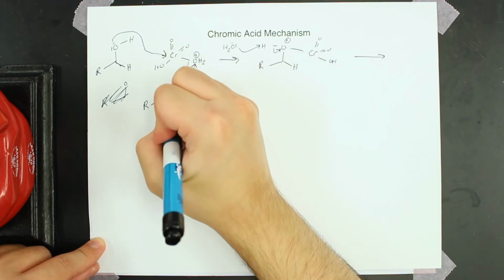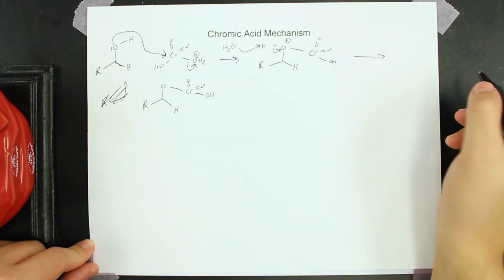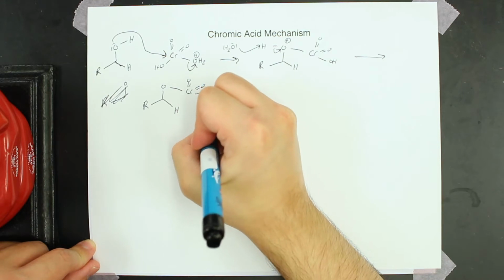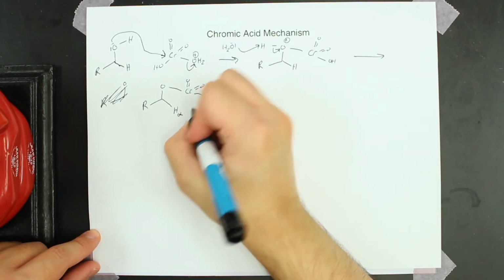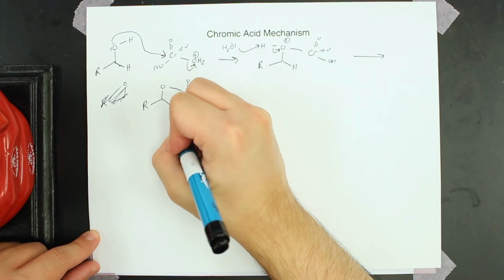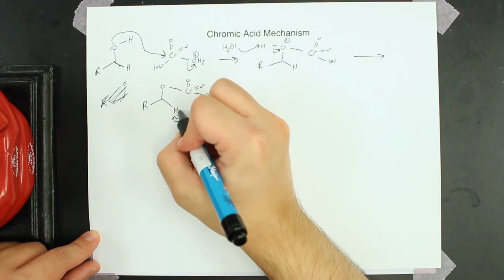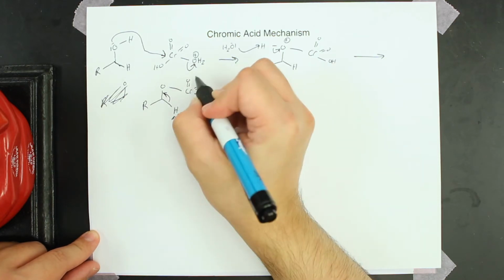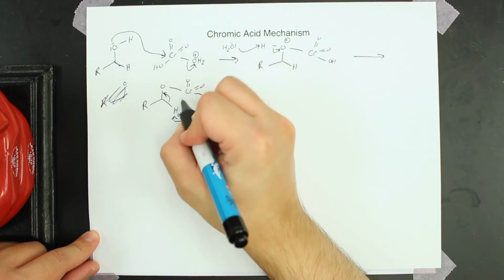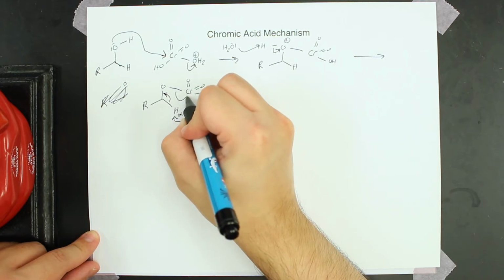And then here's the punchline, if you will, the most interesting step. Now another base, most likely water, is going to steal one of the alpha hydrogens. So this is how the alpha hydrogen is removed. It will deprotonate that. These electrons between the hydrogen and the carbon form the carbonyl carbon here, okay? And then these electrons leave with the chromium, okay?